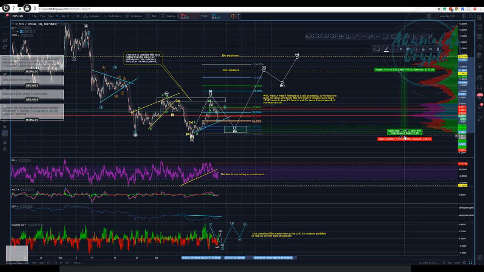So those are my targets for laddering my buys, okay, for my long. And then, of course, where is my stop loss, guys? Below this lowest low here. Simple.